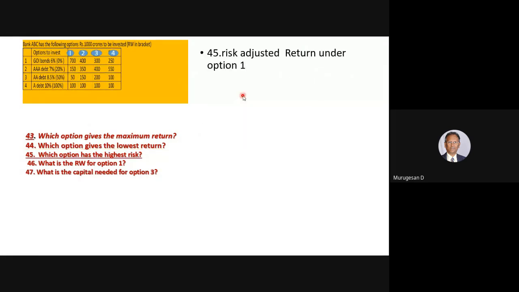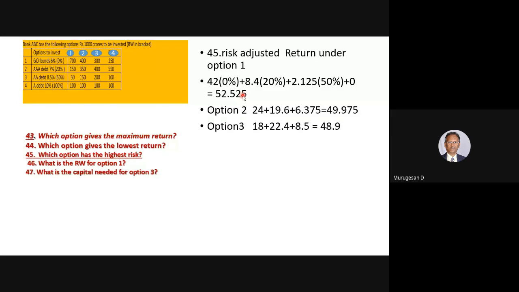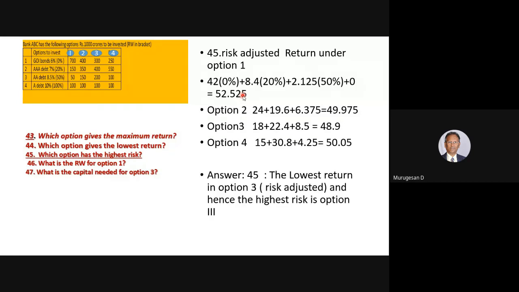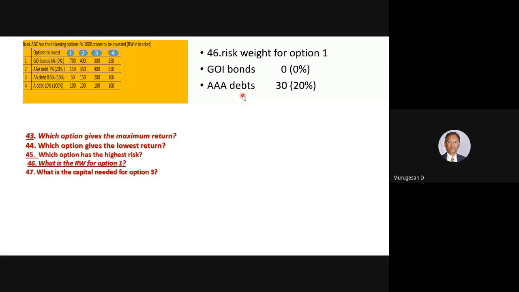Okay. Sometimes they will twist the question also. What is the capital needed? Risk weight assigned. Risk weight assigned means zero for a Government of India bond. AA debt, 25. Risk weight for option 1, 20. AA debt, 25. You see, risk weight assigned, they will ask. Here, risk weight assigned, zero. Here income zero. Here, risk is zero. You see the difference.